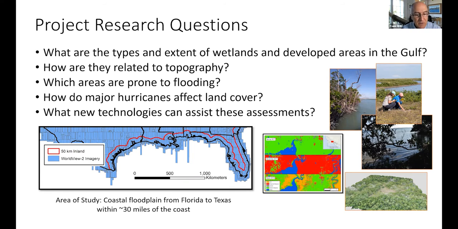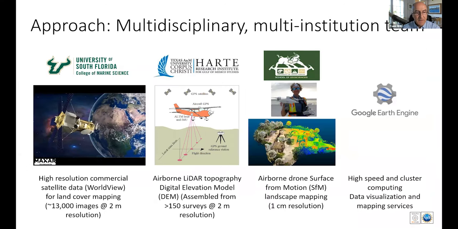So we would like to know how vegetation types or types of developed land is related to topography, which areas are prone to flooding, and do major hurricanes affect different types of land cover in different ways. So again, what new technologies can we use to assist in these assessments? So the approach is multidisciplinary.